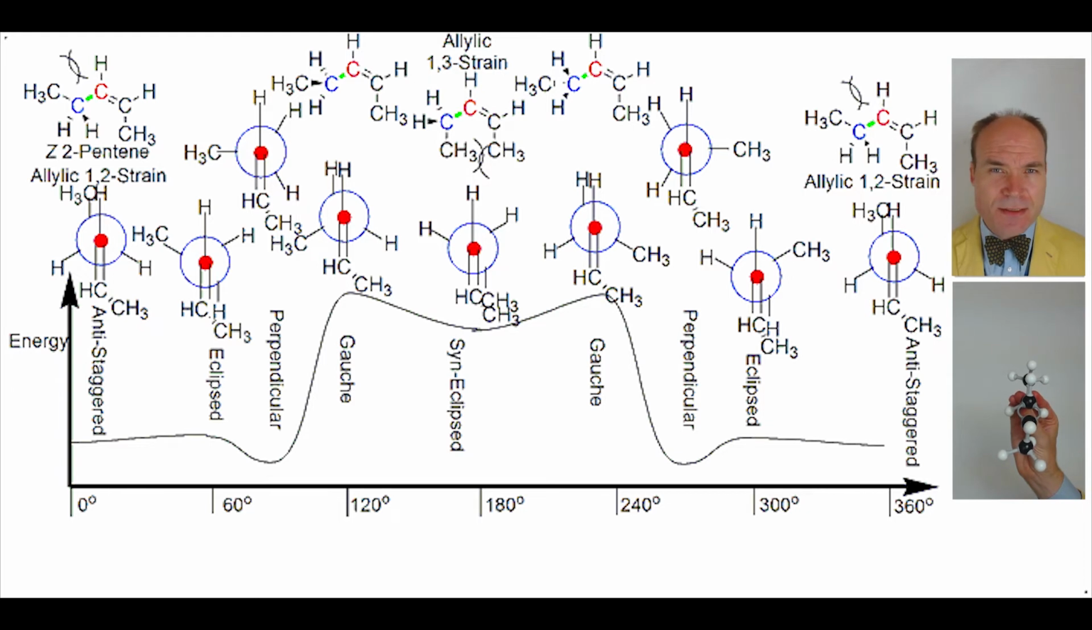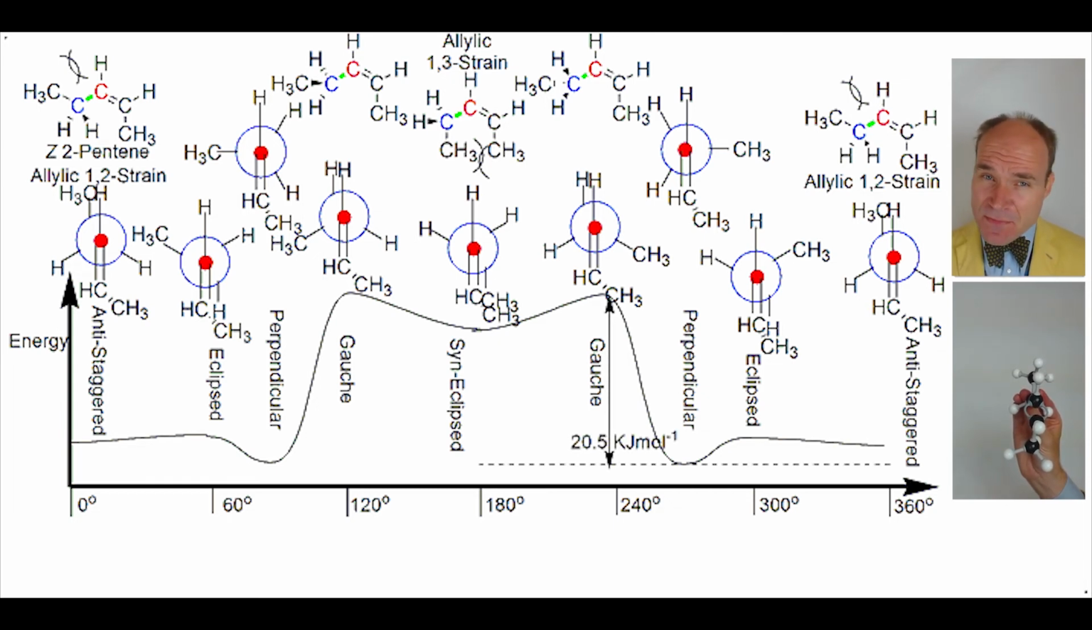Of all these conformations, the perpendicular conformations are the lowest energy that has the largest population. That's important when contemplating how other molecules would react with Z2-pentene. In contrast, the gauche conformation is the highest energy conformation, 20.5 kilojoules per mole more than the perpendicular conformation. The next highest energy conformation is syn-eclipsed, that's 16.3 kilojoules per mole more than the perpendicular conformation.